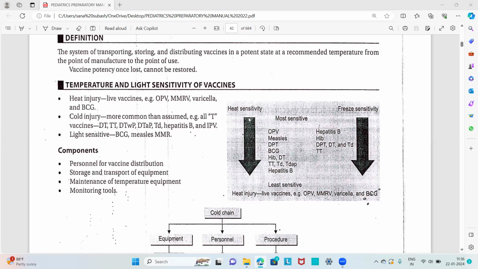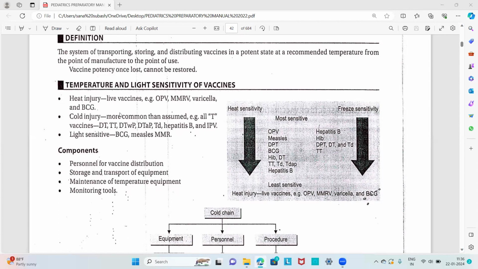So what are the heat sensitive vaccines? The heat sensitive vaccines are OPV, measles, DPT, BCG, Haemophilus influenzae type B vaccine, then DT, TT, TD, Tdap, and hepatitis B. The first is the most sensitive, and the last one is the least sensitive. Then we have the freeze sensitive vaccines like hepatitis B, Haemophilus influenzae B, DPT, DT, and TD. These are the freeze sensitive vaccines.